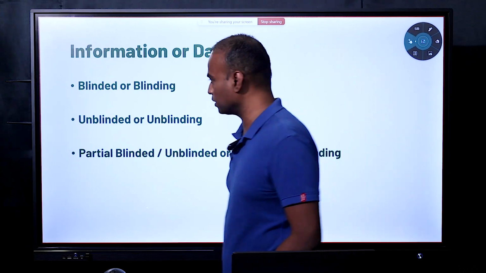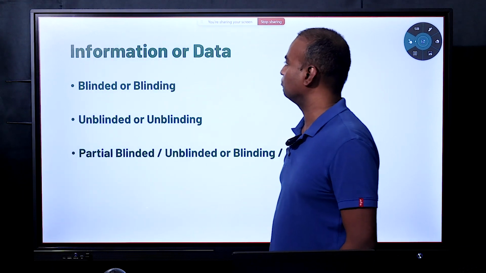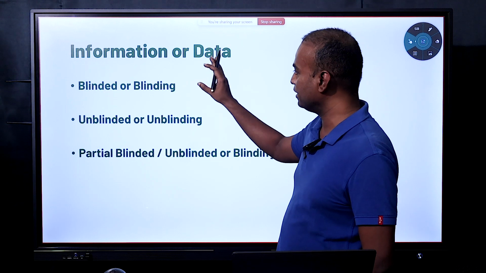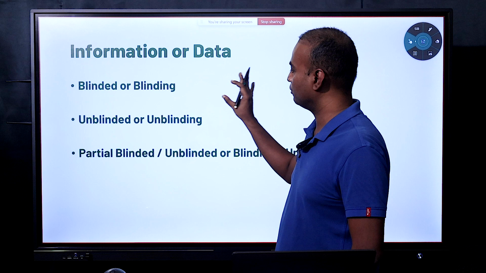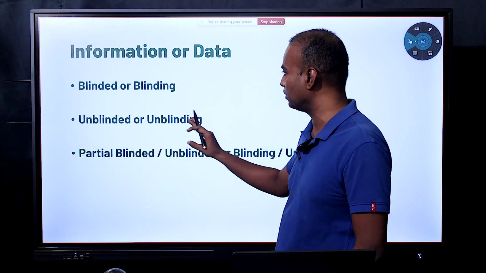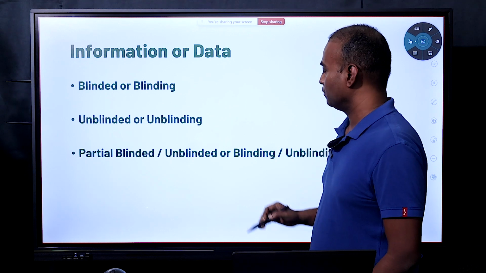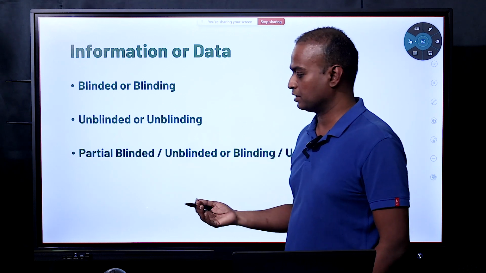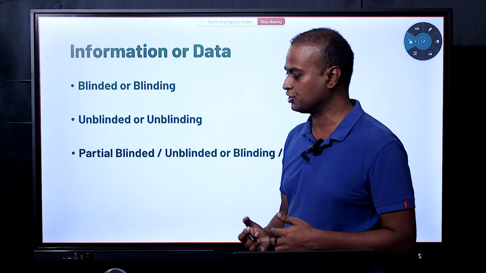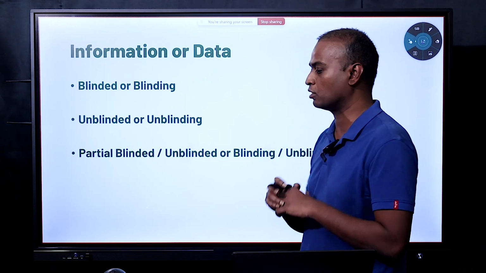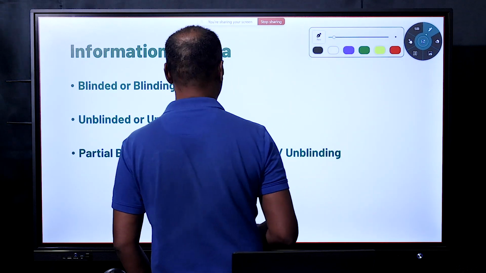This is one of the important definitions. You have to understand what is blinded or blinding, what is blinded or blinding information or data, and what is unblinded or unblinding information or data. Okay, so any data or information that can be anywhere in the system. In the next slide we will check in what all places that data can be. So we will look into blinded information.